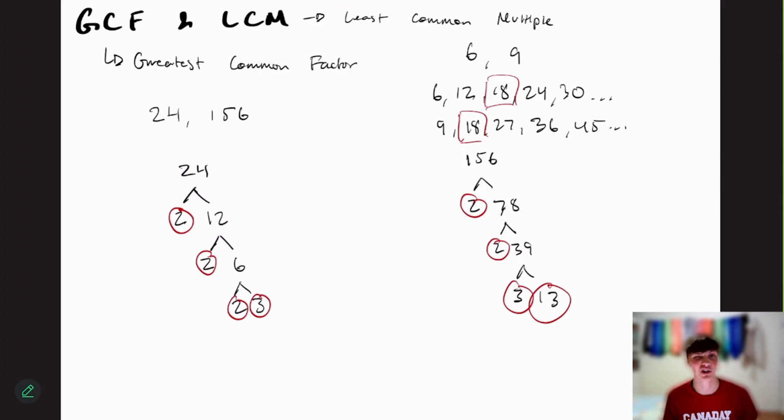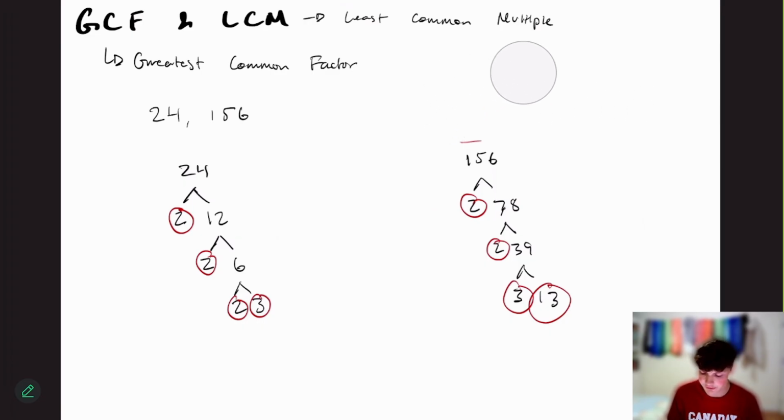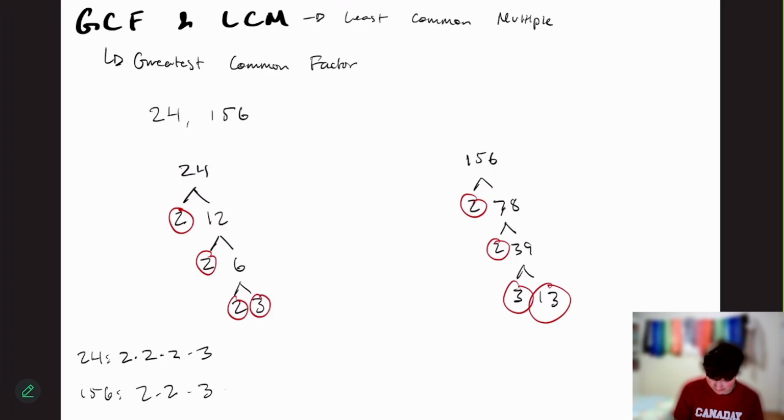Okay, but what about large numbers? What if we want the least common multiple of, for example, 24 and 156? Let's stick with these same numbers. The great thing is the technique at the start is exactly the same. You just prime factorize the two numbers. We already did it. So 24 is 2 times 2 times 2 times 3, and 156 is 2 times 2 times 3 times 13. These are the prime factors of 24 and 156.